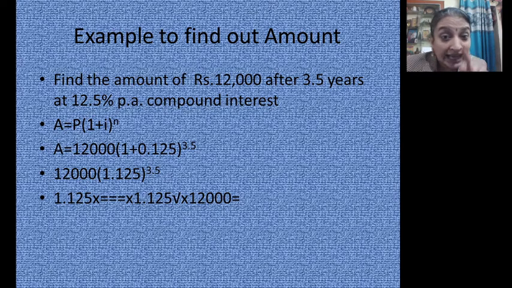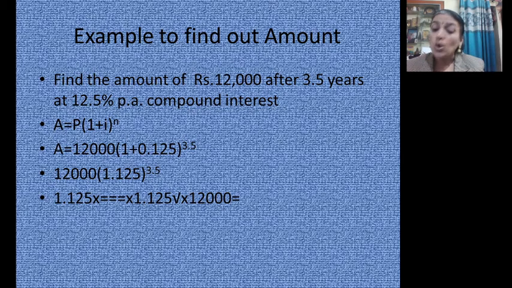Immediately press into again, because you have to make 0.5. So press into 1.125 again. Then immediately press the square root mark. Then again it should be multiplied by 12,000. So into 12,000. Let me repeat it once again.